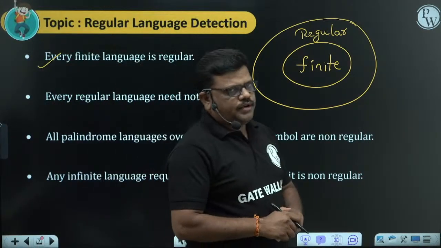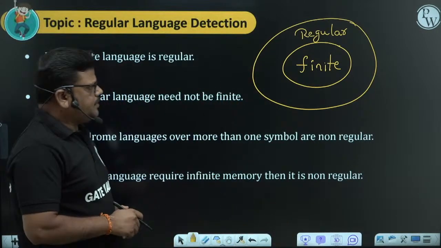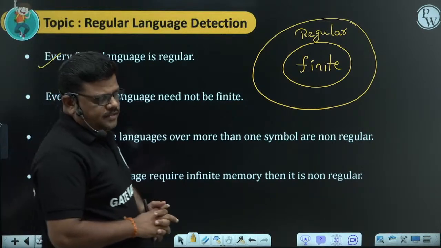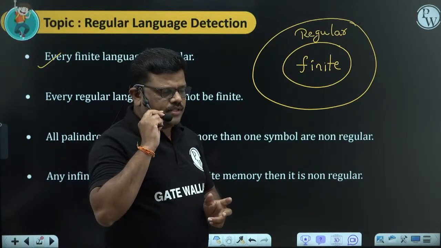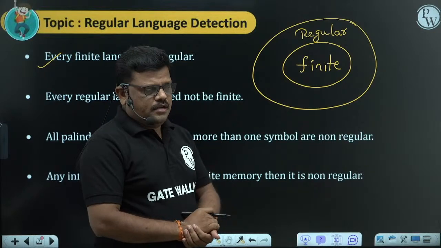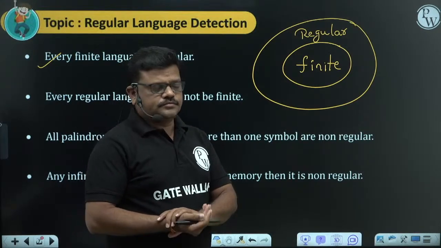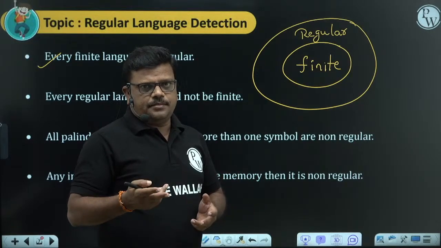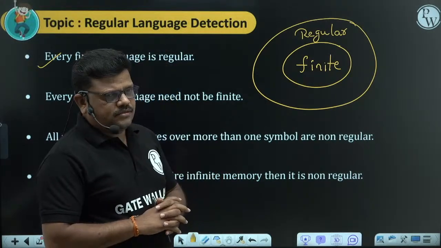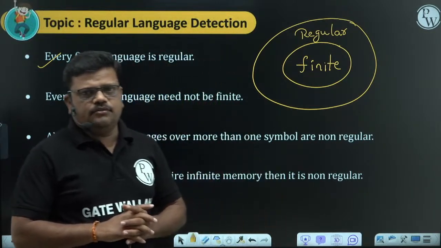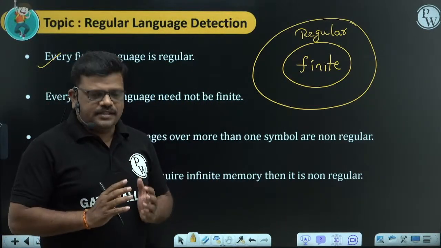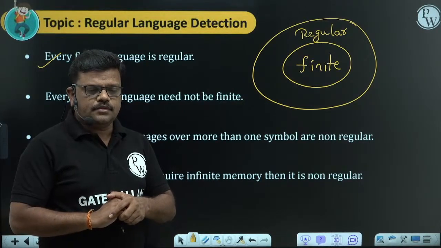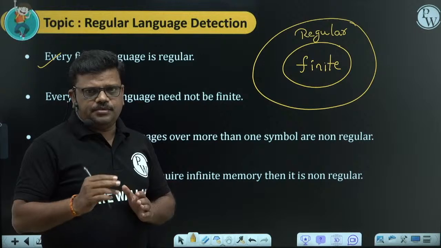So once the language is finite, it is definitely regular. If the language is infinite, what can we conclude? Is it regular or non-regular? Both possibilities come. Sometimes it can be regular, sometimes non-regular. There is no confusion in finite languages; the confusion is mainly in infinite languages. Whenever a language is infinite, sometimes it will be regular, sometimes non-regular.